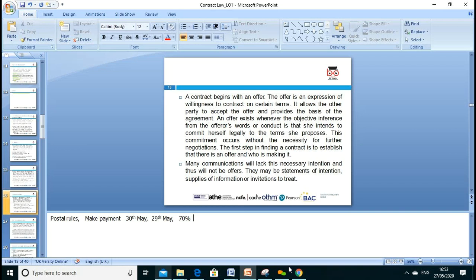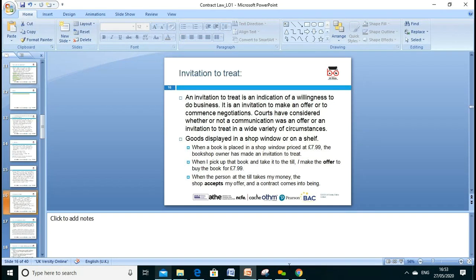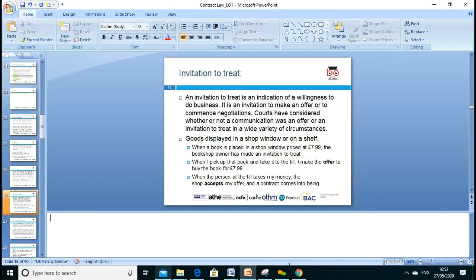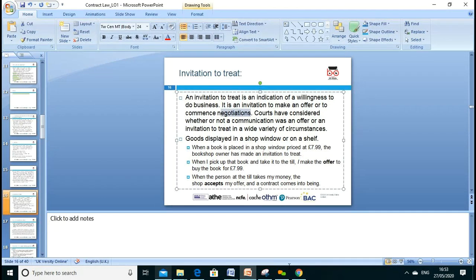Any questions? Now we will go through the scenario. Invitation to treat. What is meant by it? Invitation to treat is an indication of willingness to do business. It is an invitation to make an offer or to commence negotiation. It is a negotiation stage. Courts have considered whether or not a communication was an offer or an invitation to treat in a variety of circumstances.